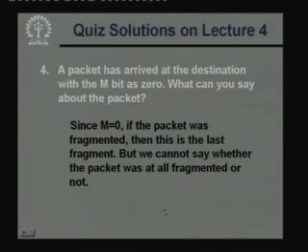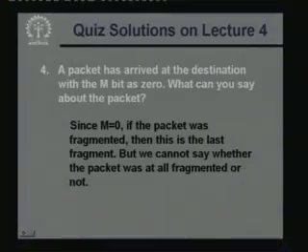Okay, fine. 4. A packet has arrived at the destination with the M flag bit as 0. What can you say about the packet? Well, now here you recall that the M bit in a packet is used for the purpose of fragmentation and reassembly. It is a more fragment bit. If M is equal to 1, it means that this is not the last fragment of the original packet, there are more which follow. So, if the M bit is 0, it means that there are no more fragments following this.